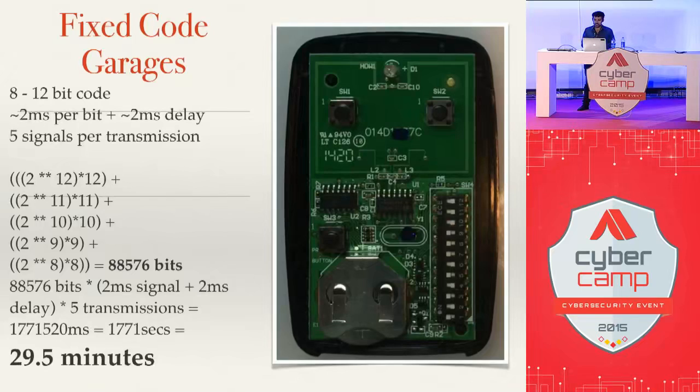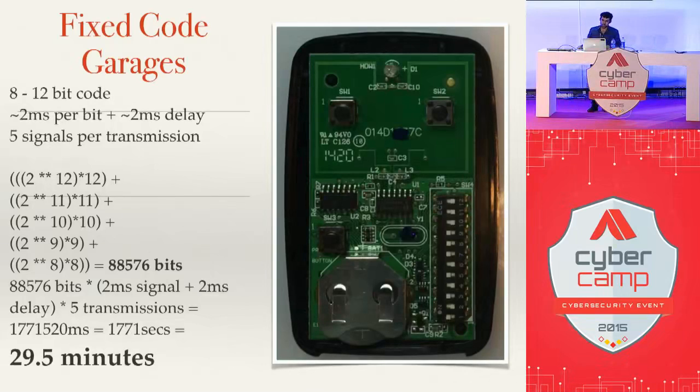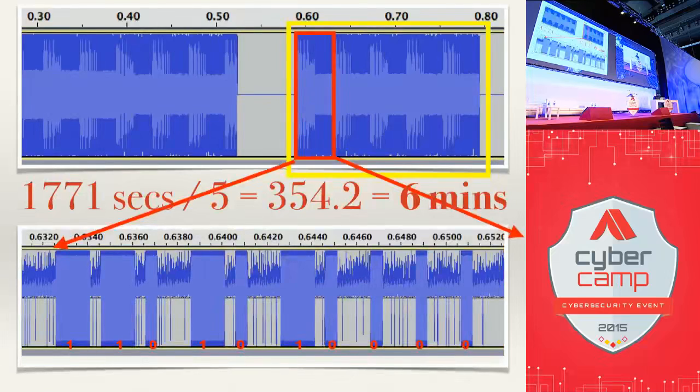a two-letter password is about 5,000 possible combinations. So if you have a bank account or something that allows entry into something and a two-letter password, your two-letter password is more secure than the most secure fixed code, 12-bit garage opener. Now, if we were to brute force this 12 bits, it would take approximately 30 minutes to actually transmit every possible 12-bit code. But let's take a look at these transmissions a little bit more.